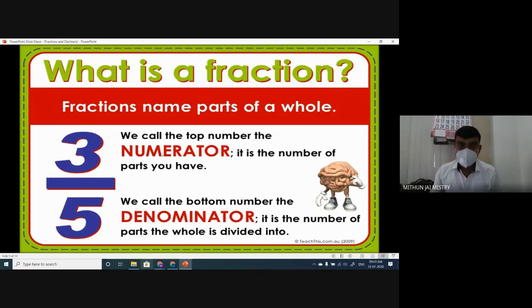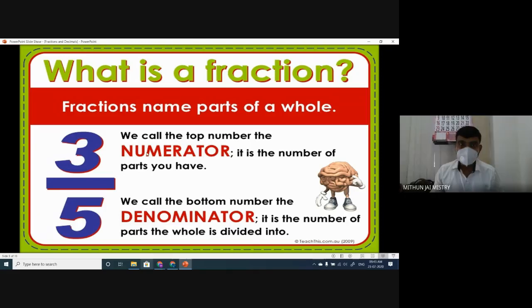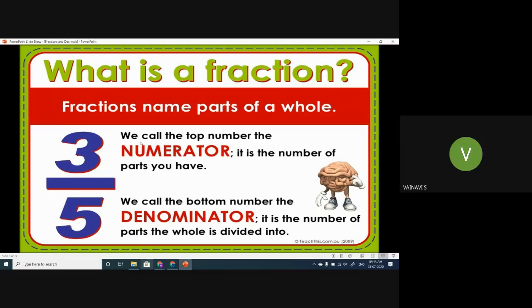The upper one is called the numerator. Please mute, Harsha, please mute.